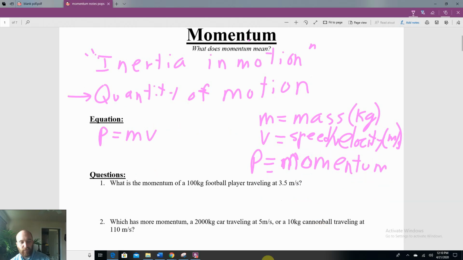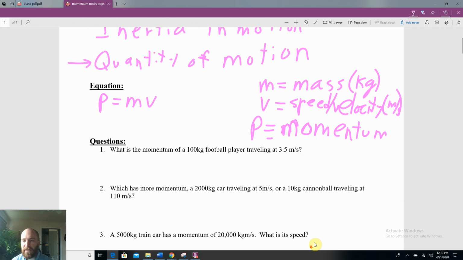And the unit for momentum, well, if momentum is mass times velocity, then the unit is just going to be the unit for mass, kilograms, times the unit for velocity, meters per second. And so this is our unit, kilogram meters per second. Kind of a weird unit, but that's what it is. So there you go.